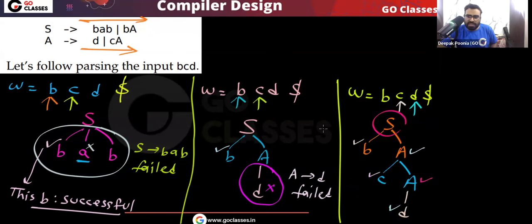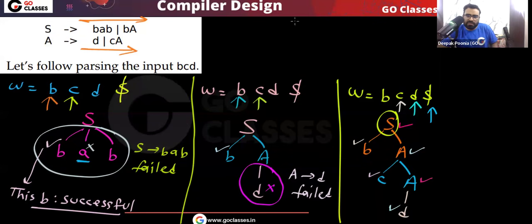Then you can see what this S will say. This S will say, both my branches are successful. Both my kids are successful, so I am also successful. Now notice this S has become successful. And now where are we on the input? Remember, when this D was matching with this D, we moved to the next symbol on the input. So now we are at dollar. This starting S has become a success.